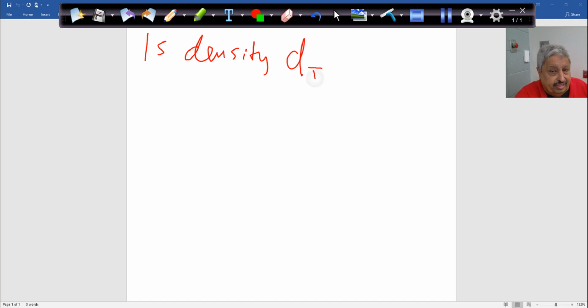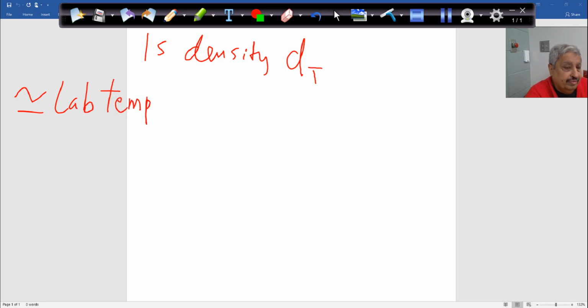D subscript T. Temperature is very important, because if you don't specify the temperature, then your value of the density is not correct. Really, it is not correct, because the density is very sensitive to the temperature. We don't have a thermometer here, but we have one in the other lab. I think the lab temperature is the same in the other lab, because the density will be around.